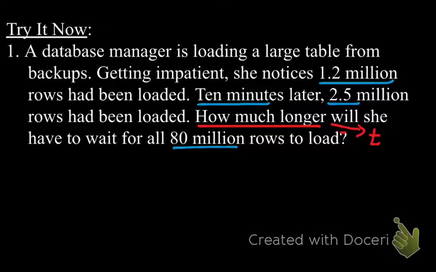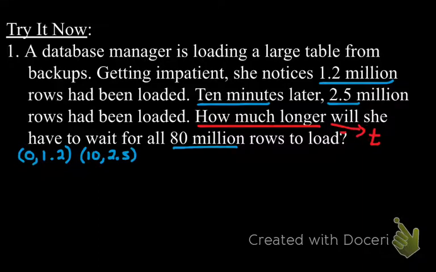So the ordered pairs that we have here are right now, so in other words when time is 0, there are 1.2, and I'm just going to use 1.2, we're going to remember that that's millions, million rows loaded. Then 10 minutes later, she's at 2.5 million, so 2.5. Now, if you remember what we could do with these two ordered pairs, we could find the slope.